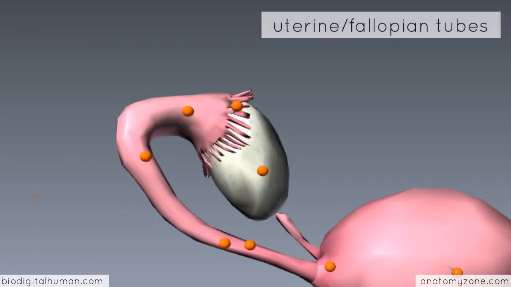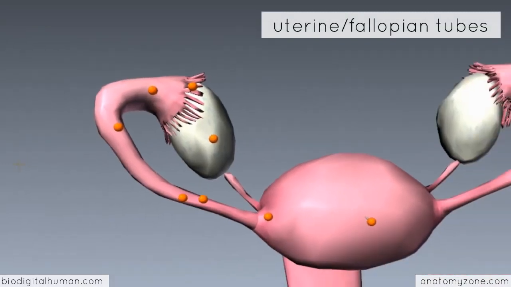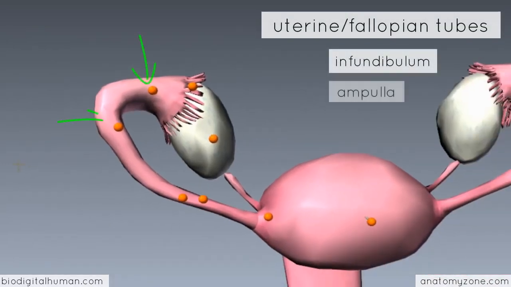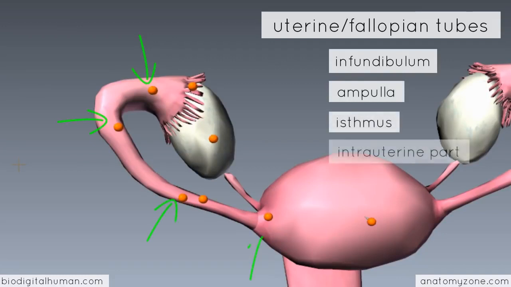The uterine tube has four parts. It's got an infundibulum, an ampulla, an isthmus, and an intrauterine part. As I mentioned before, you've got the fimbriae here, and then the wide distal part is known as the infundibulum. And then as we come around, we've got the ampulla, which is the middle and longest part of the uterine tube, and it's the most common site for fertilization of the egg by the male sperm. So that's an important point to remember.